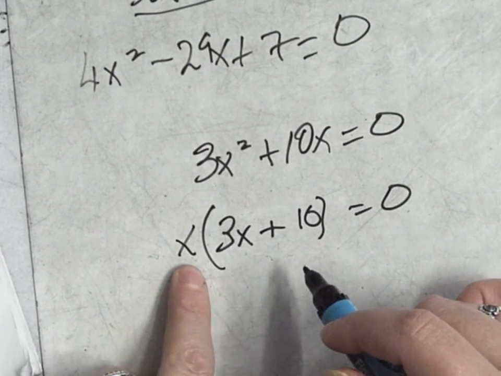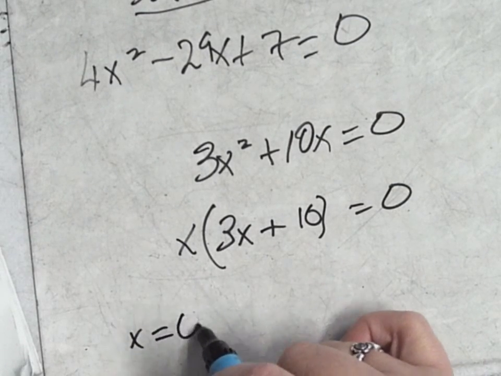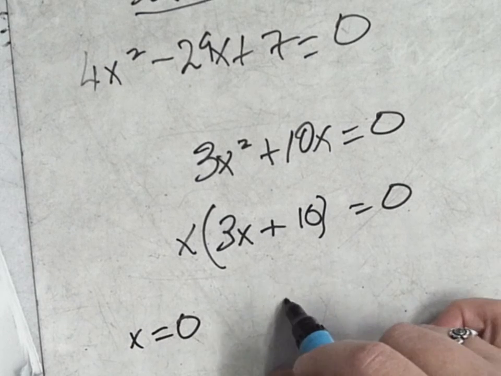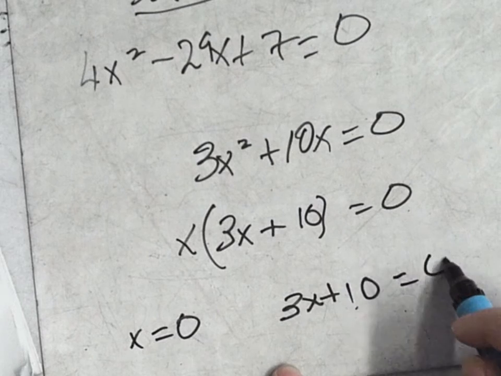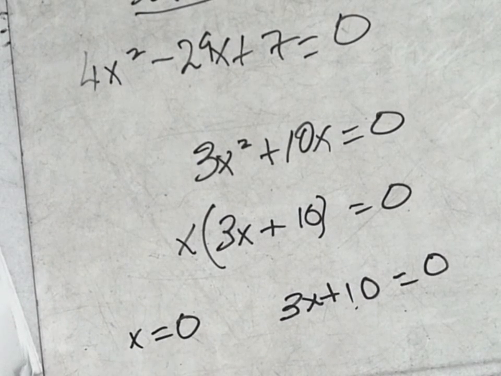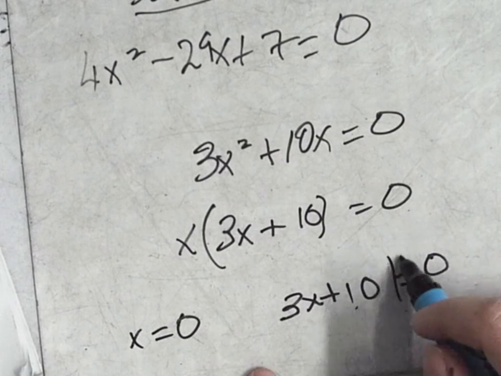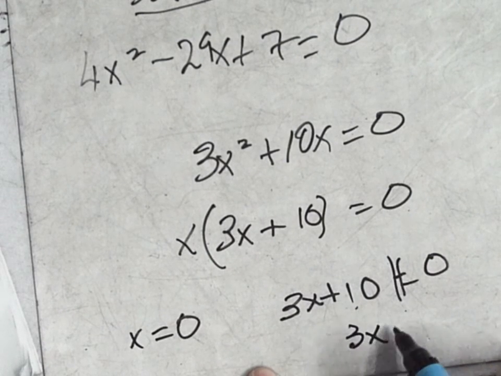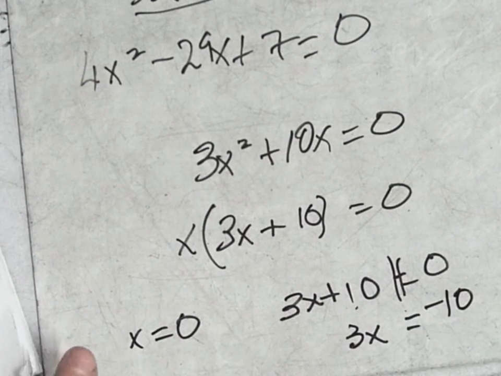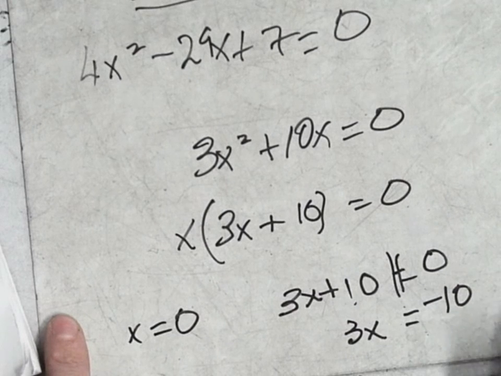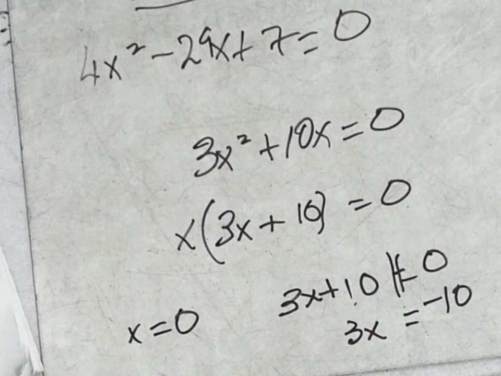So what you do is you take the first bracket, which is an x on its own, so you let x equal 0. And you take the second bracket, which is 3x plus 10, and you let that equal 0. Now, we know x is 0. Here we have to solve, x's on one side, numbers on the other. So 3x equals, bring over the plus 10, it becomes minus 10. So you get x is equal to minus 10 over 3. So that's type 2.